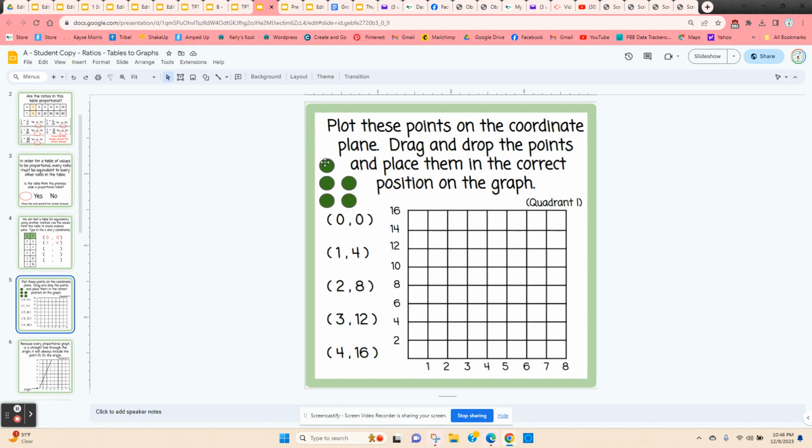The next slide, students are just going to plot the points. So they've got these movable green points. They're just going to click and hold on them, and then they can move them. And they're going to plot all of these points. This is a quadrant 1 graph, and they're going to plot all 5 of these points.